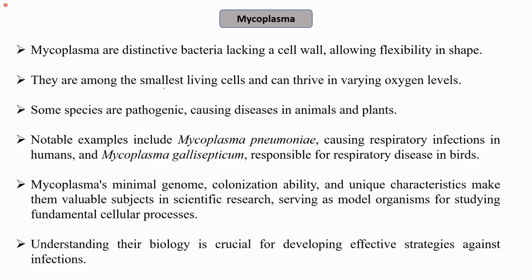After that, we have mycoplasma as well in the monera group. So mycoplasma are the bacteria that lack a cell wall, and since they do not have a cell wall, they have flexibility in shape. Also, they are among the smallest living cells. Some of them are pathogenic and cause diseases in plants and animals. Example, Mycoplasma pneumoniae that causes respiratory infection in humans, and Mycoplasma gallisepticum that causes respiratory diseases in birds.